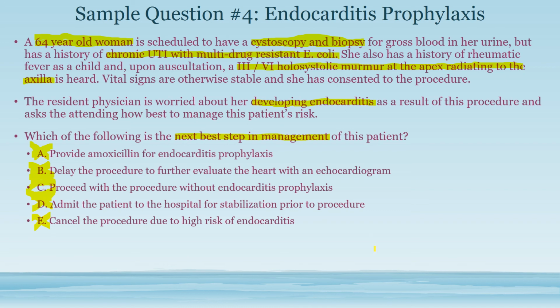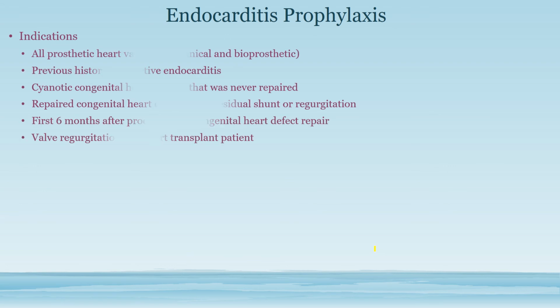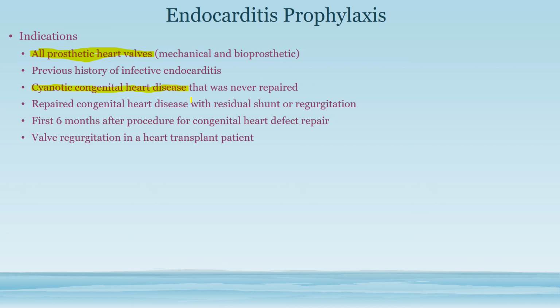Now let's talk about when we actually need endocarditis prophylaxis. Very high yield and always tested on exams, so we will definitely go over this in detail. The indication is all prosthetic heart valves. So anytime someone has a prosthetic heart valve, mechanical or bioprosthetic, they need to have endocarditis prophylaxis. Previous history of endocarditis is a major criterion here as well. Cyanotic congenital heart disease that was never repaired. That should be pretty self-explanatory. If you have cyanotic congenital heart disease, you have a high risk of endocarditis, because, as we talked about earlier, bacteria can go from right to left without any problems.